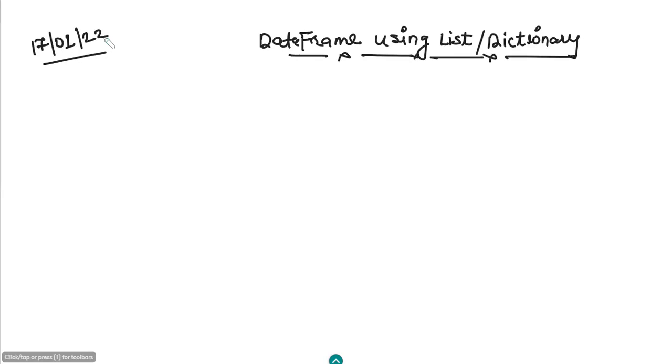I'm writing a short code to create a data frame using list, right? Import pandas as pd. pd is alias name, right? So everywhere we need to write pandas library, I'll reference that name, right? And now I'm creating data frame.